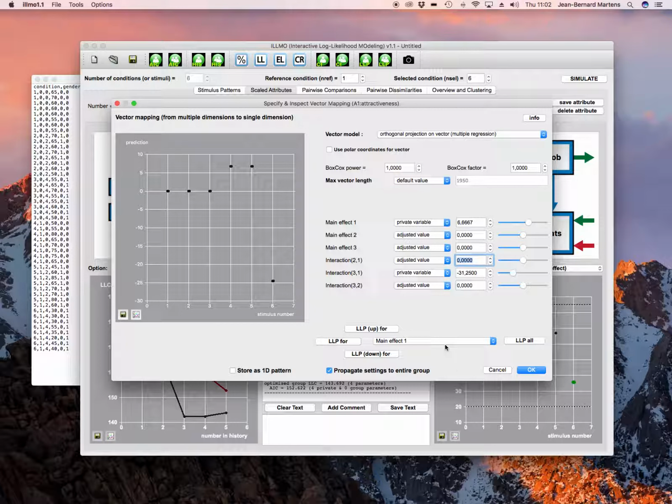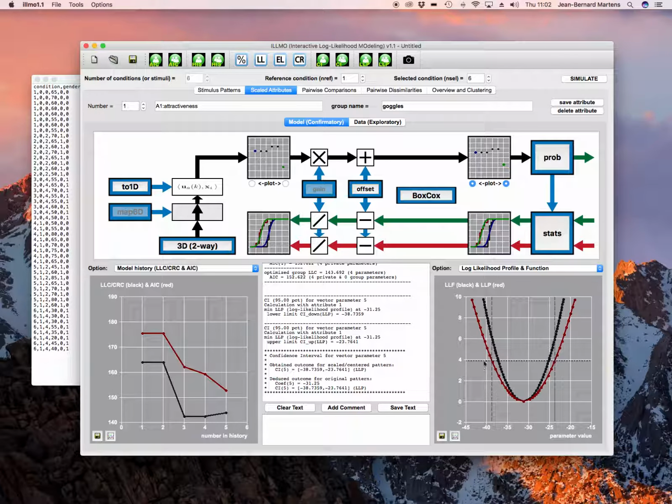So we could have a look at this interaction effect and create a log likelihood, and we see a very significant factor.